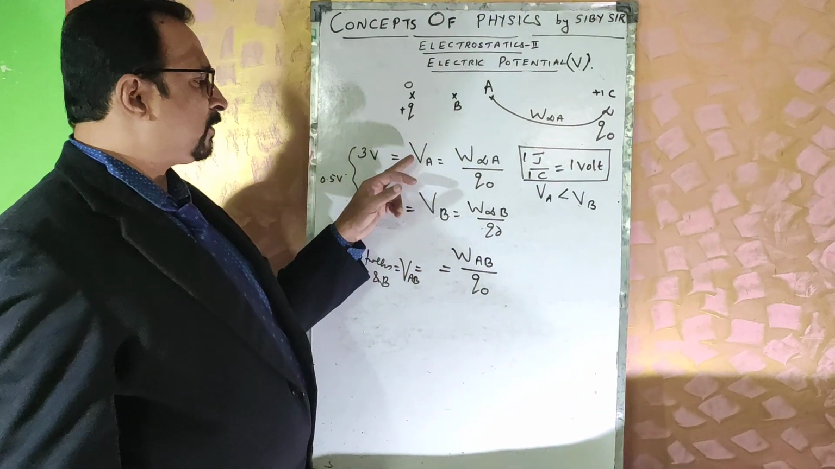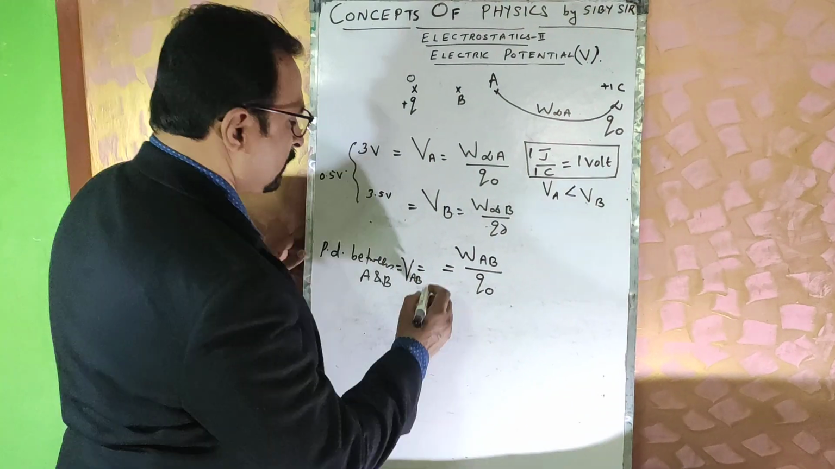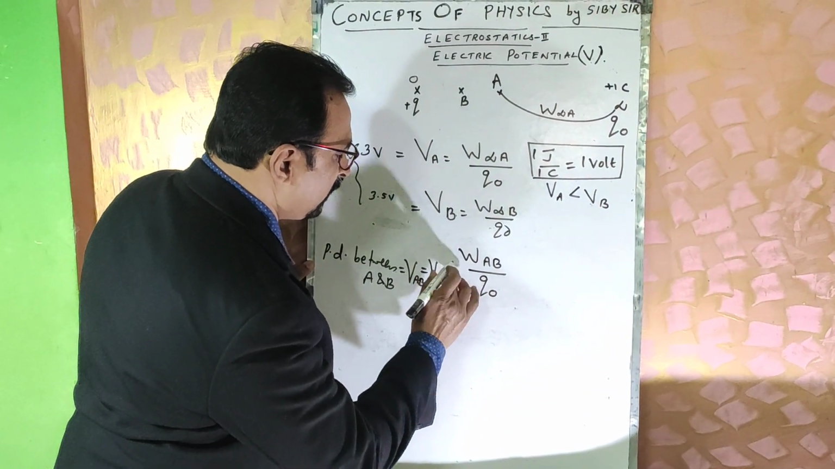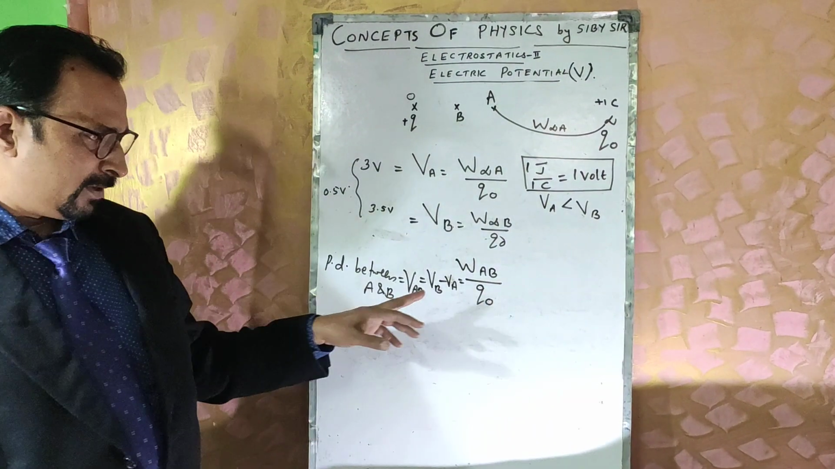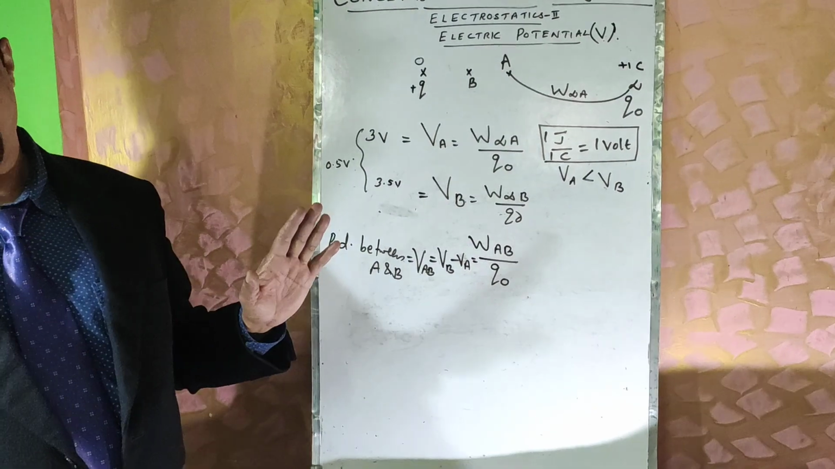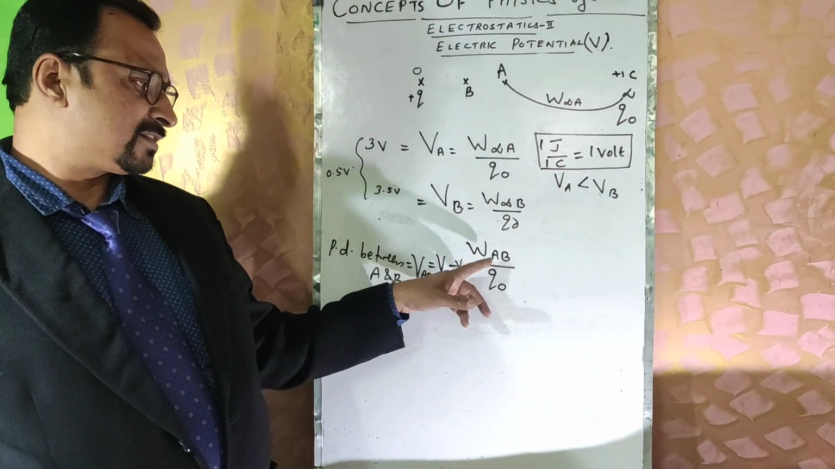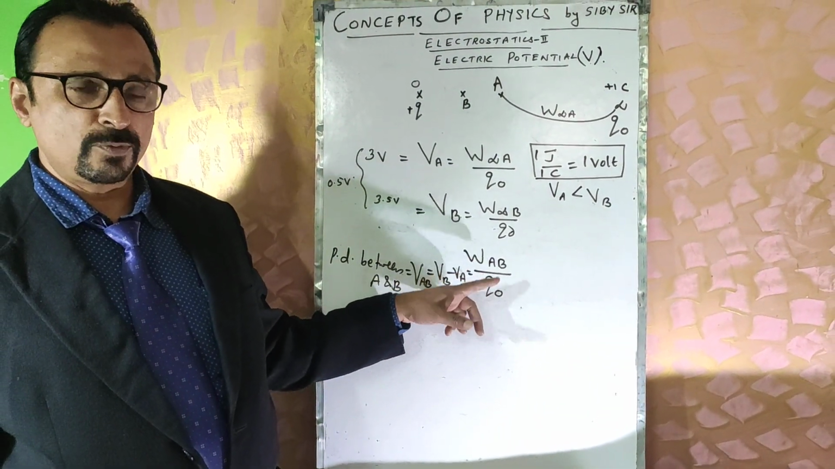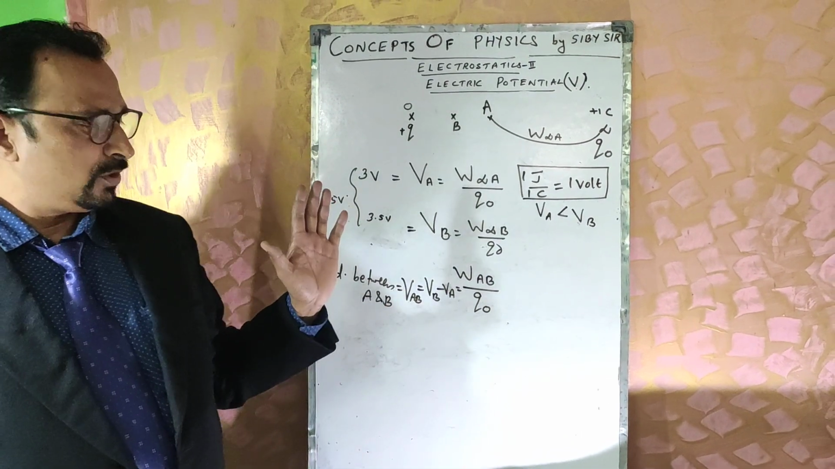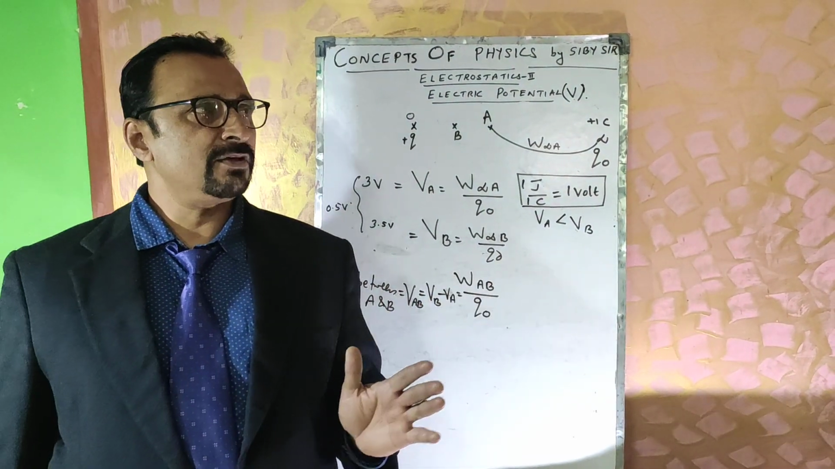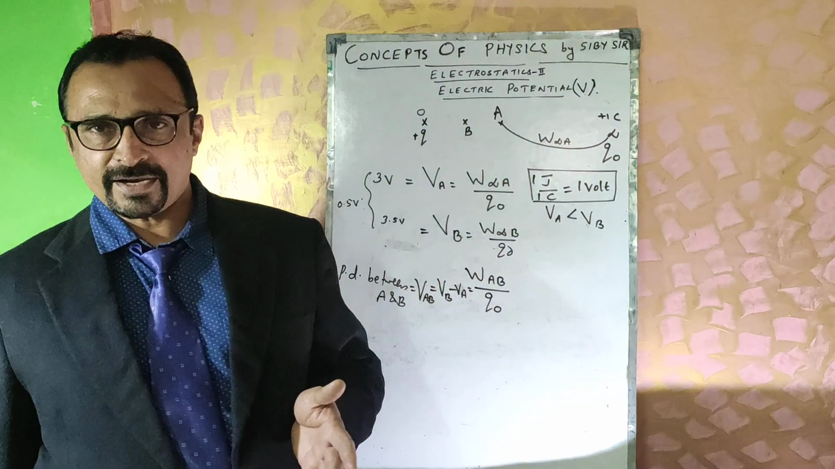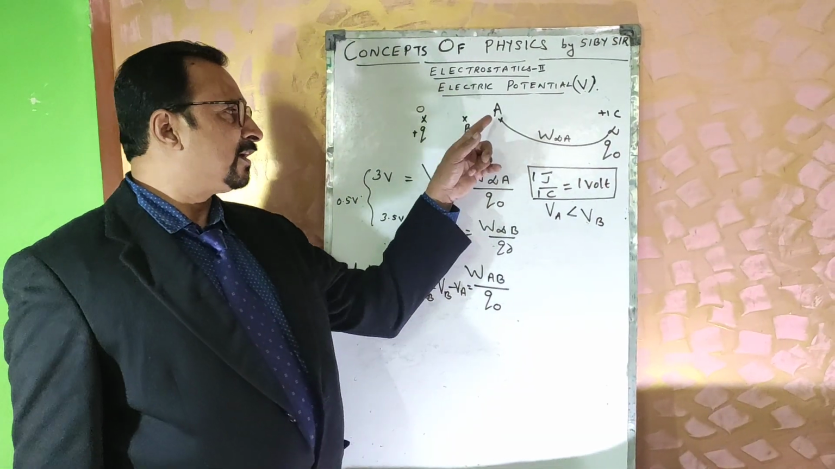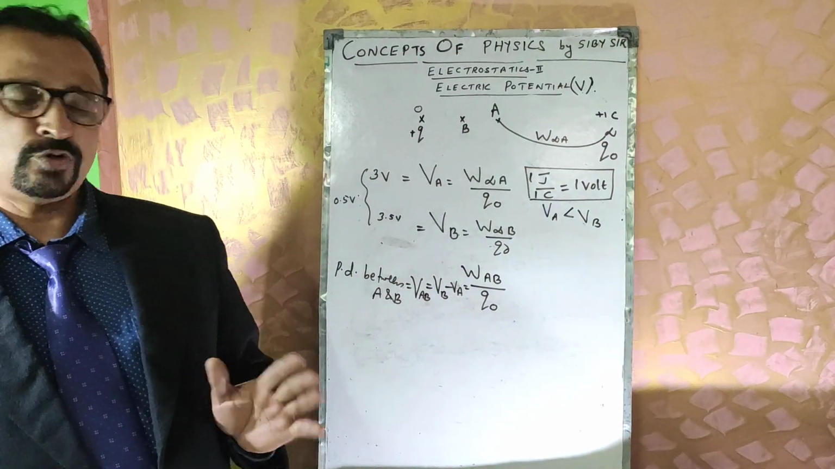Now you see, VA or VB, which is greater? VB is greater. So the potential difference is VB minus VA, and that is equal to WAB divided by Q. Now what is the unit of potential difference? That is also joule upon coulomb, or volt. So the unit for potential and potential difference is the same. That is a similarity. What is a dissimilarity? Potential is at a point and potential difference is between 2 points.